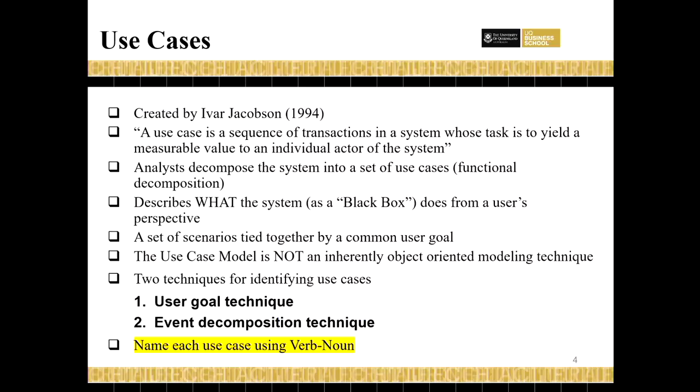Use cases are a way to capture user requirements. They are part of, as we will teach it, the Unified Modeling Language. They were originally created not necessarily linked to the UML, but as a description of a sequence of transactions in a system whose task is to yield a measurable value to an individual actor of the system. It describes what the system does from a user perspective, and it's not inherently object-oriented. In 1994, there was not much about object orientation at that time.